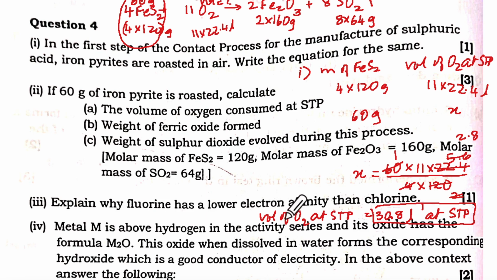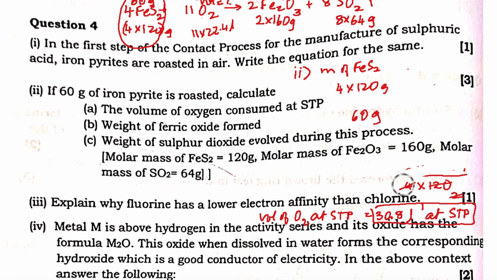Now weight of ferric oxide means the second one. For the second one, the first column remains the same. So write this first column, and this is going to change. While you write, I'll just clean this, okay?